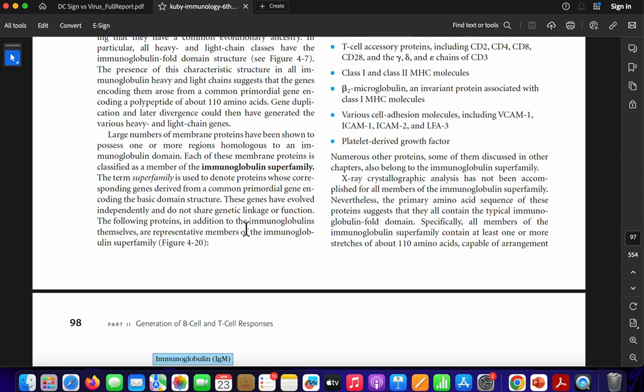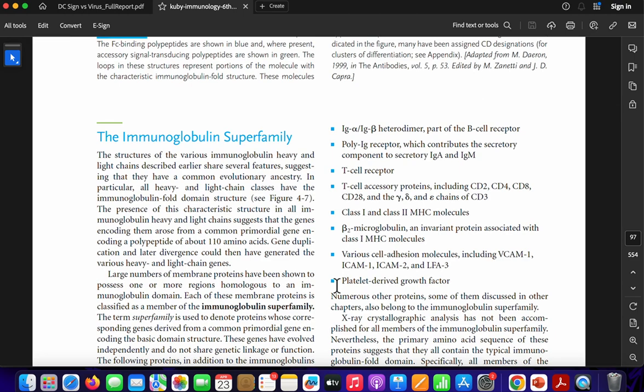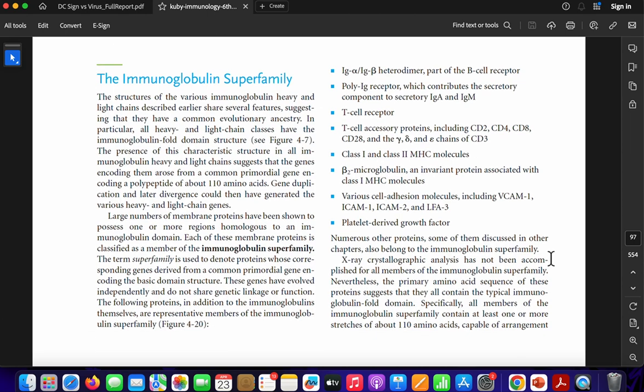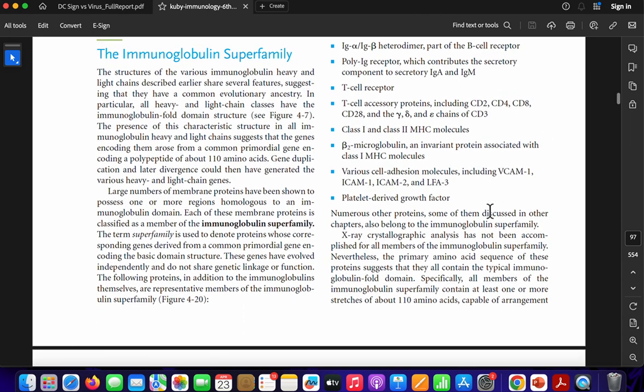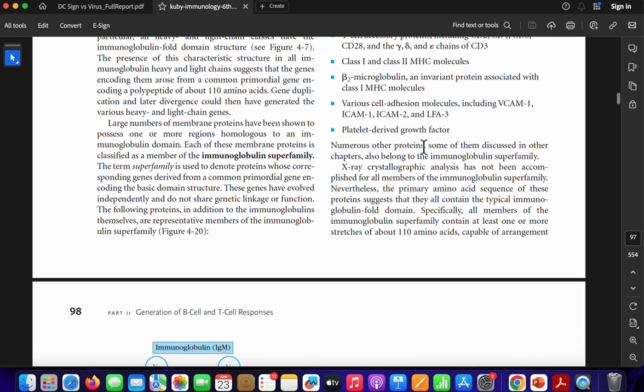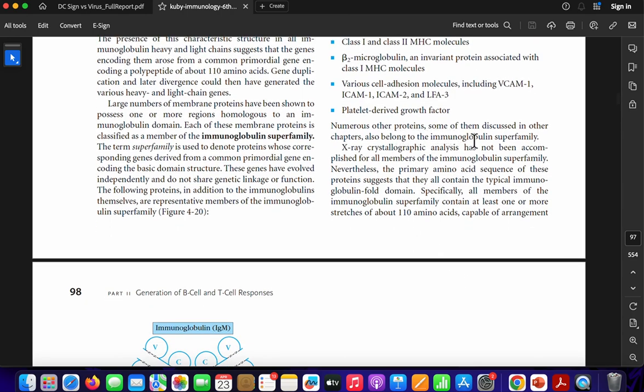The following proteins, in addition to the immunoglobulins themselves, are representative members of the immunoglobulin superfamily: Ig-alpha and Ig-beta heterodimer, part of the B cell receptor; poly-Ig receptor, which contributes the secretory component to secretory IgA and IgM; T cell receptor; T cell accessory proteins including CD2, CD4, CD8, CD28; class I and class II MHC molecules; beta-2 microglobulin, an invariant protein associated with class I MHC molecules; various cell adhesion molecules including VCAM-1, ICAM-1, ICAM-2; and platelet-derived growth factors. Numerous other proteins, some of them discussed in other chapters, also belong to the immunoglobulin superfamily.